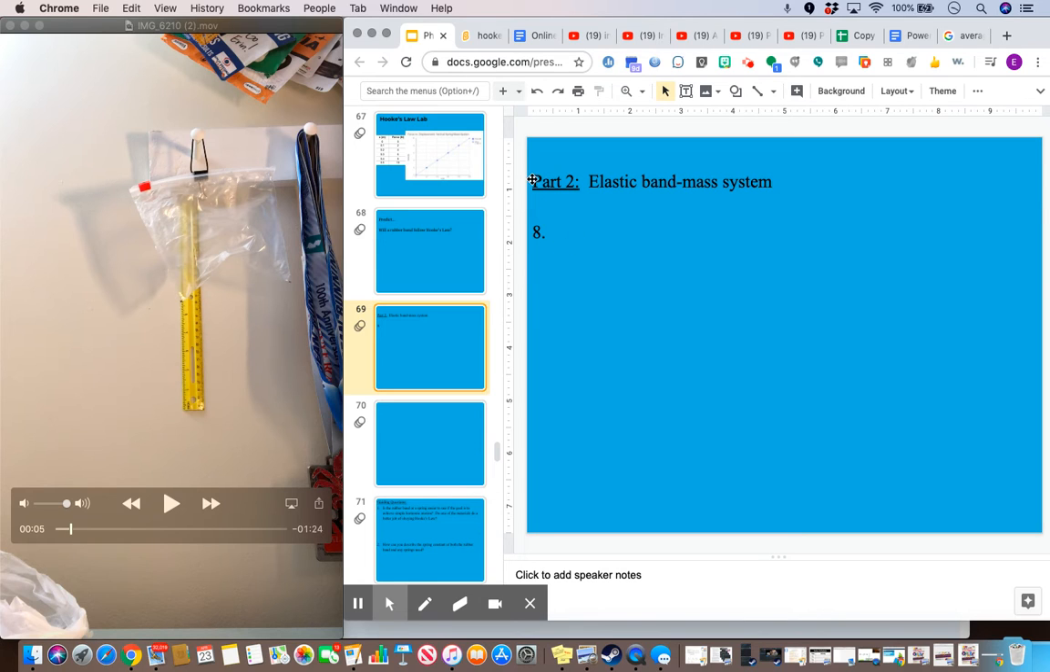Okay, this exact statement is there, part 2, elastic band system, number 8. That's the 8th step in your lab. So you're going to type your own procedure, as we all have our own procedure. Please make sure that you do not forget to go back and do that.